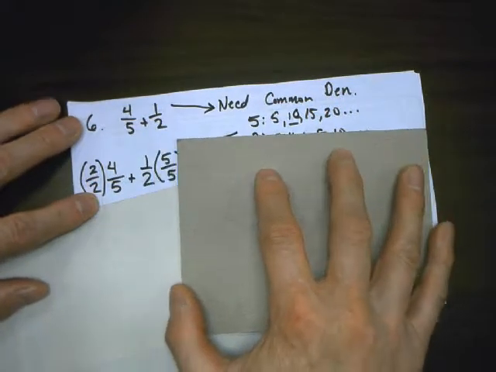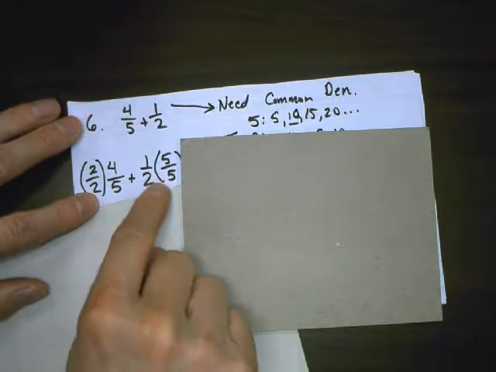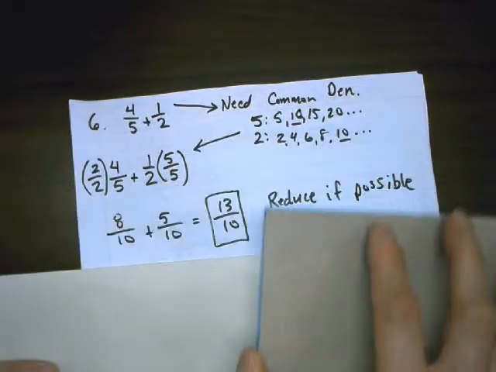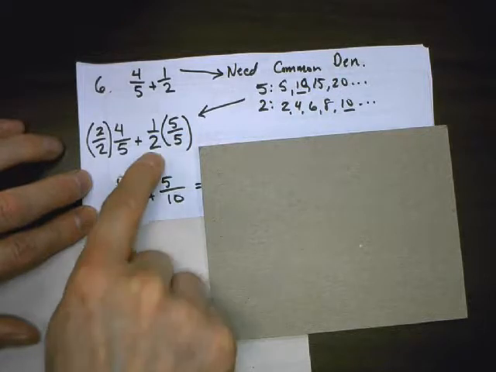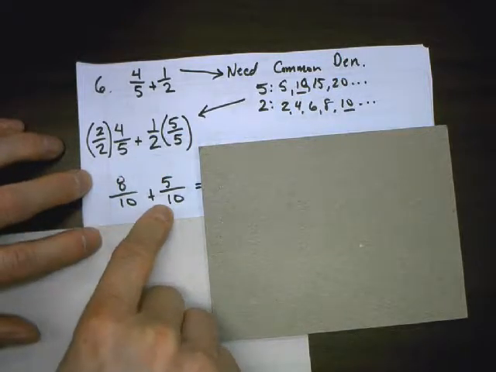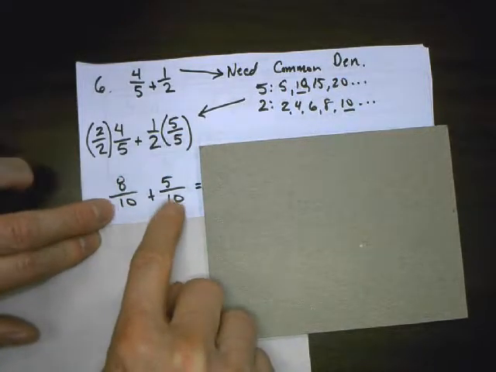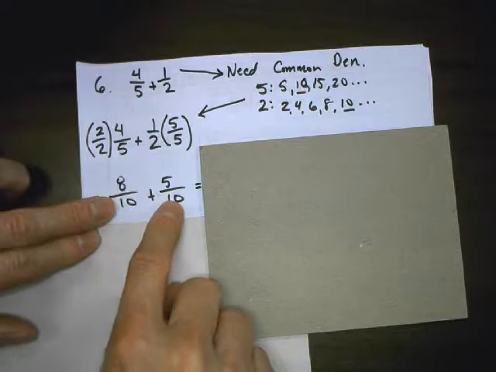Same with 1/2. Another way to say 1/2 is, well, if I want tenths, I've got to multiply it by 5 over 5. So 4/5 is the same fraction as 8 tenths. 1/2 is the same fraction as 5 tenths. Now I can add them because I have the same size pieces, the same bottom number.